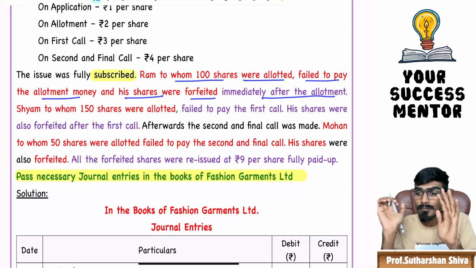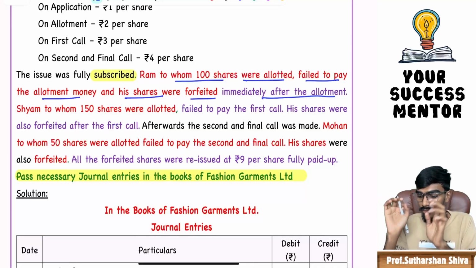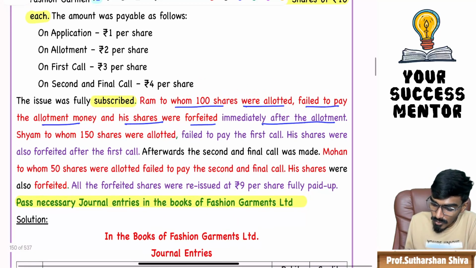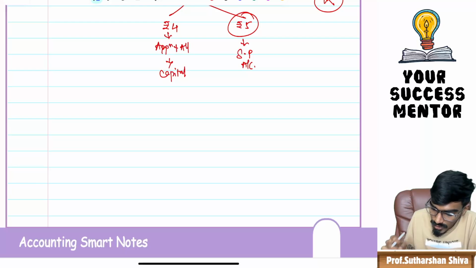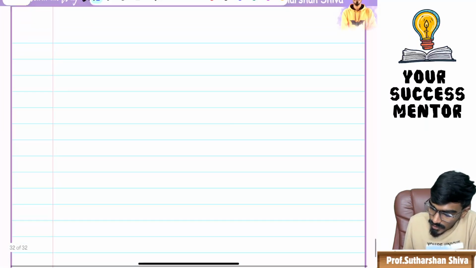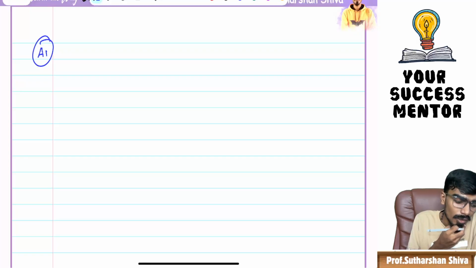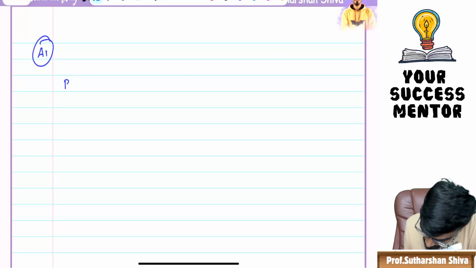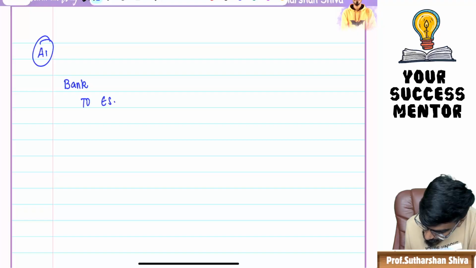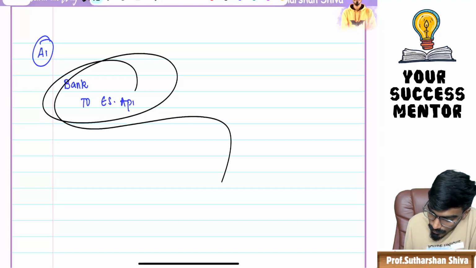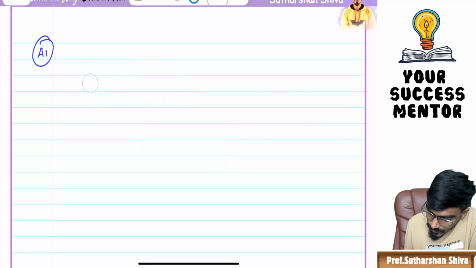Okay, so we will do it step by step, part by part. For this, I will go to the concept notes, because I cannot do this in this book. Listen, I will take this as A1. In this A1, what will we do? What is the first entry I should pass? Bank to equity share application. I will take a black pen. You also take a black pen.